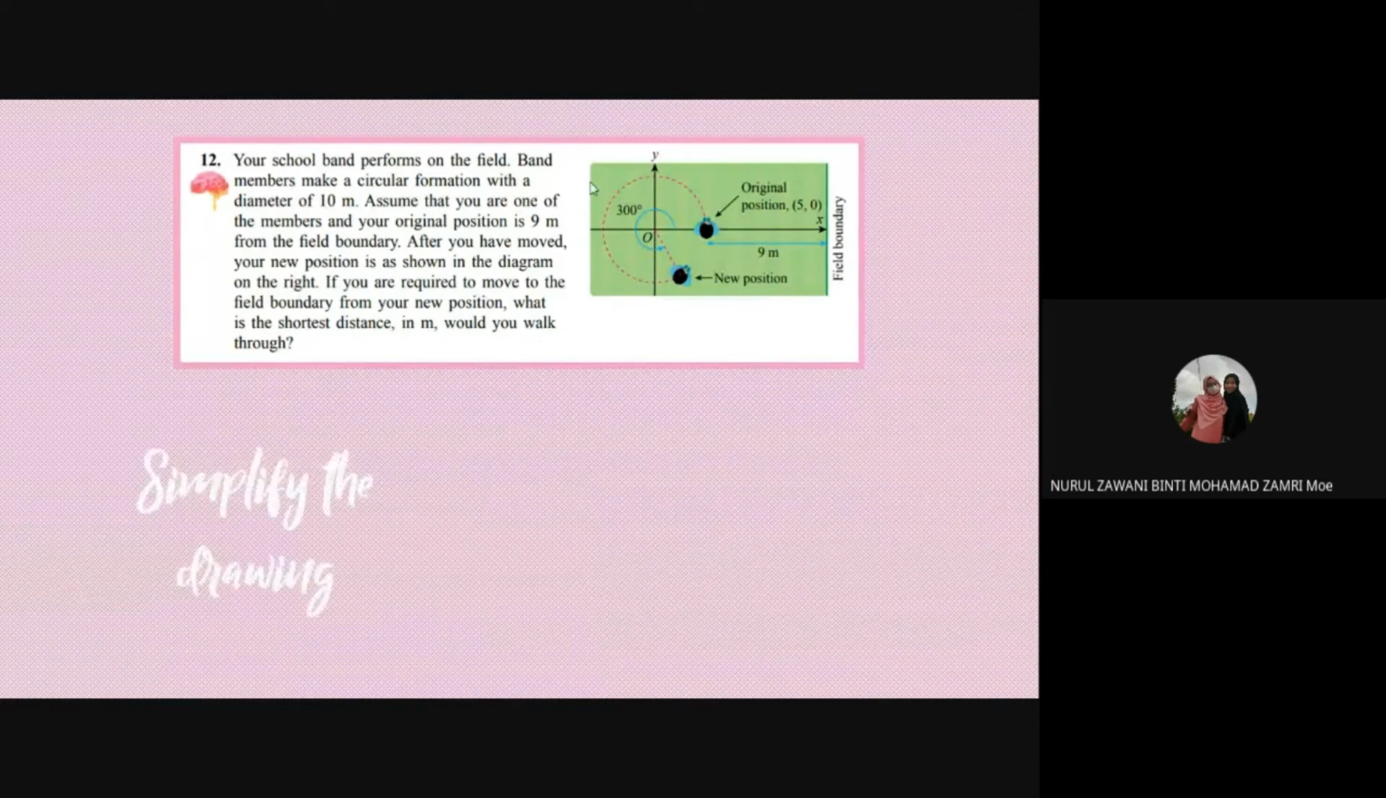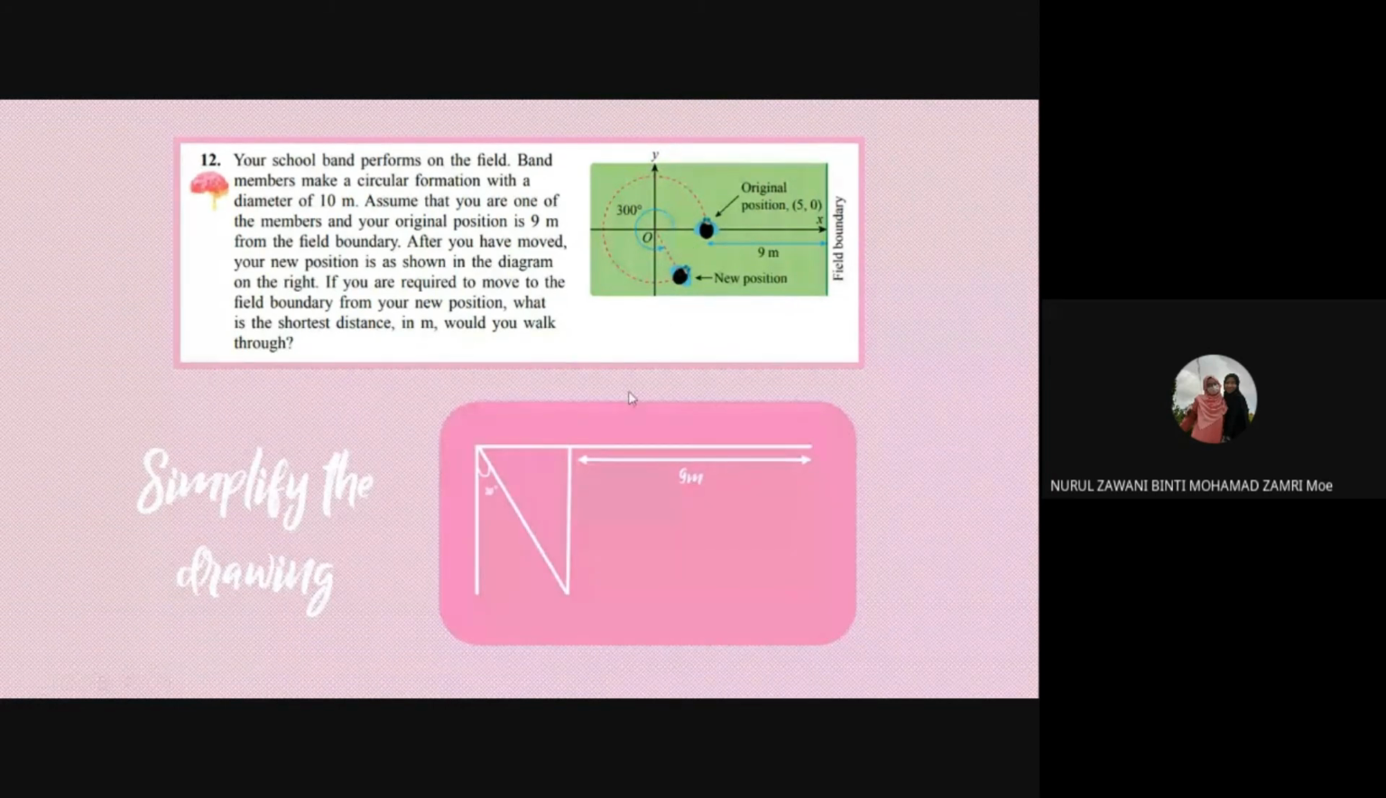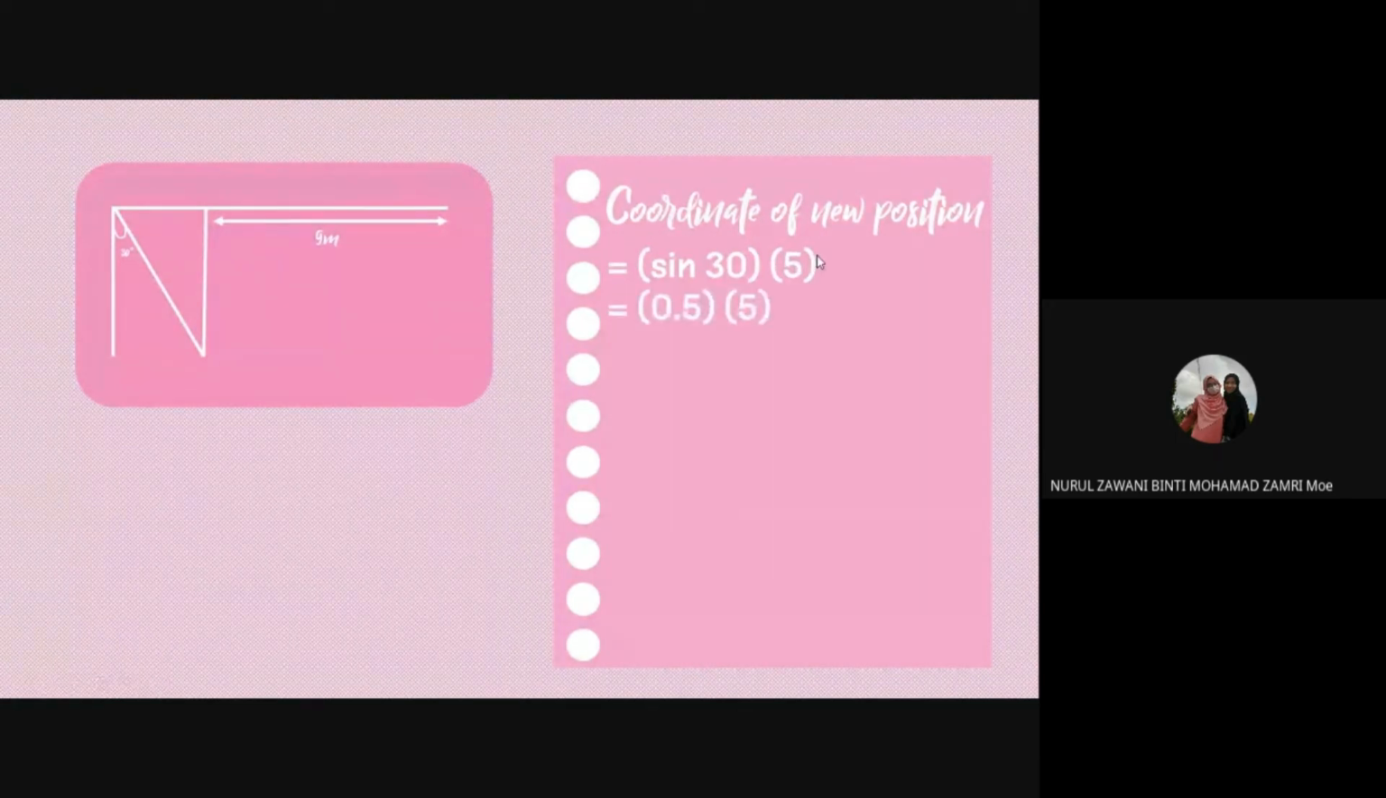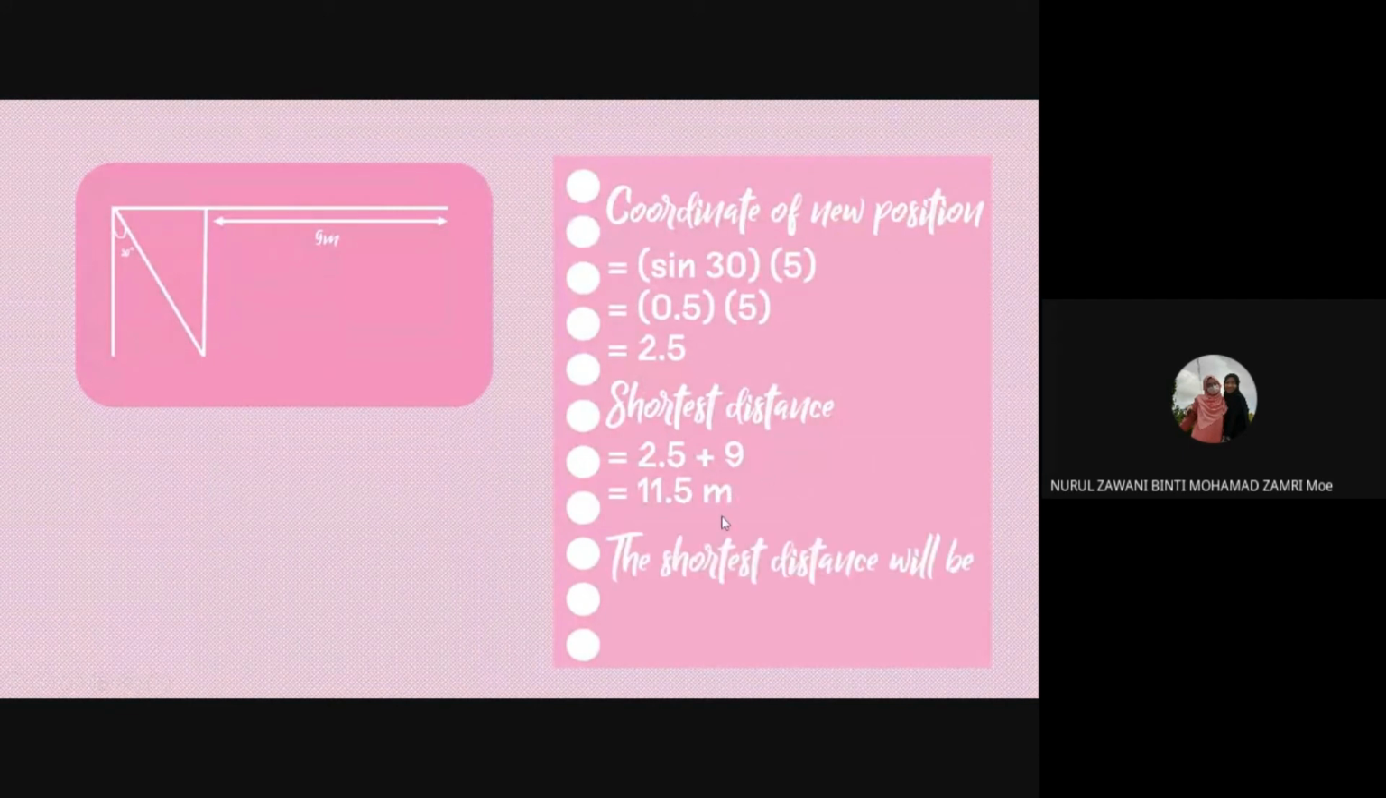So first thing to do is simplify the drawing. So this is the drawing. Firstly, we search for the coordinate of the new position by using sine 30 and multiply with 5, and then it will be 0.5 times 5, which is equal to 2.5. Then we search for the shortest distance. We add the 2.5 with the 9 meters. Thus it will be 11.5 meters. So the shortest distance will be 11.5 meters.